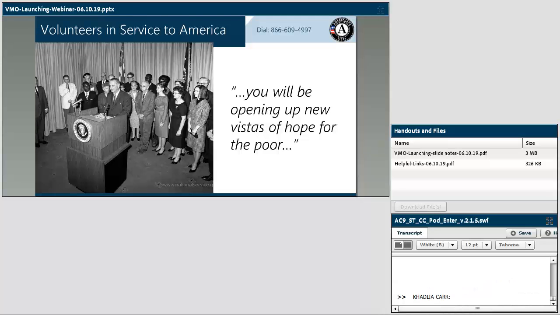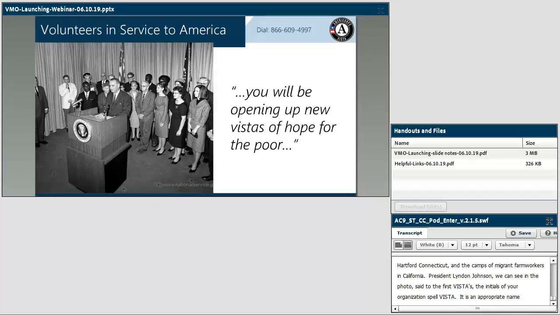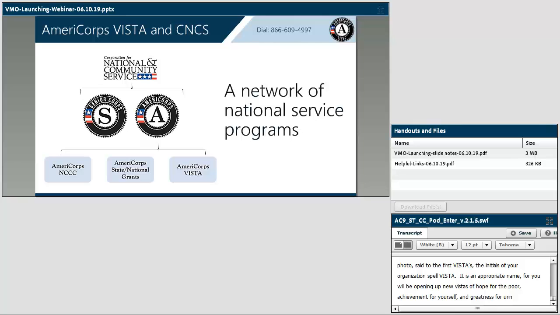Nice. So the VISTA program was born out of the civil rights movement and the war on poverty in the mid-1960s. And social equity and economic opportunity remains our mission. Our first volunteers were assigned in 1965 to Appalachia, Hartford, Connecticut, and the camps of migrant farm workers in California. President Lyndon Johnson, who you can see in the photo, said to those first VISTAs, "The initials of your organization spell VISTA. It is an appropriate name, for you will be opening up new vistas of hope for the poor, achievement for yourself, and greatness for your nation."